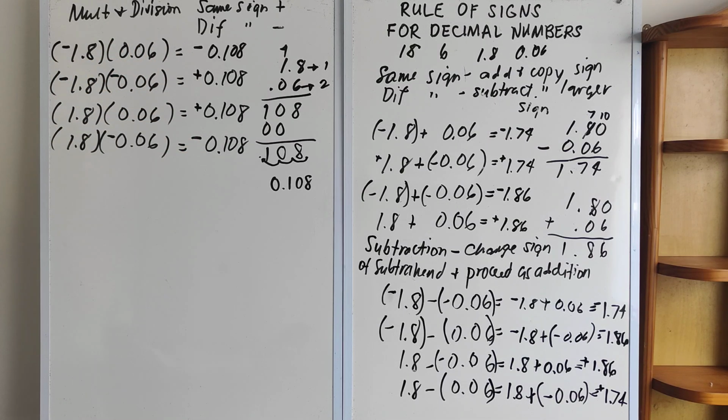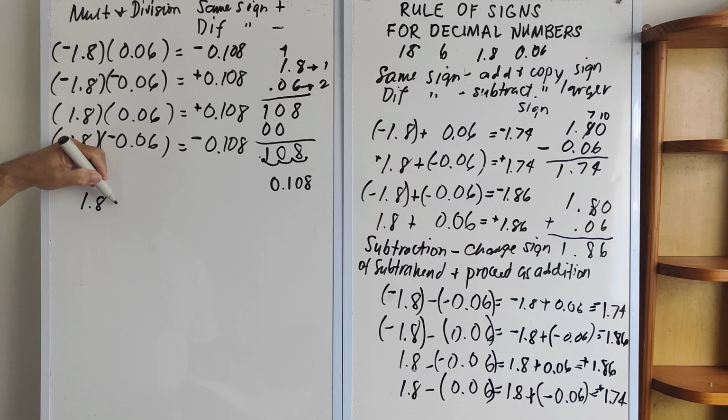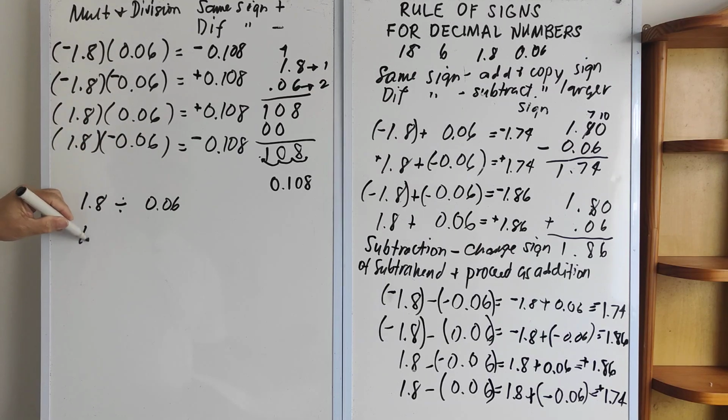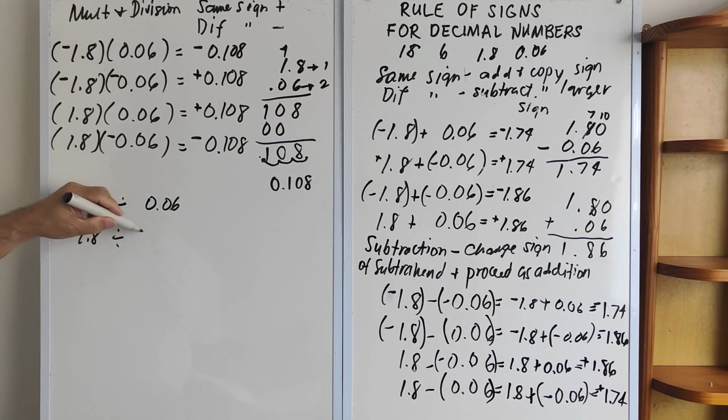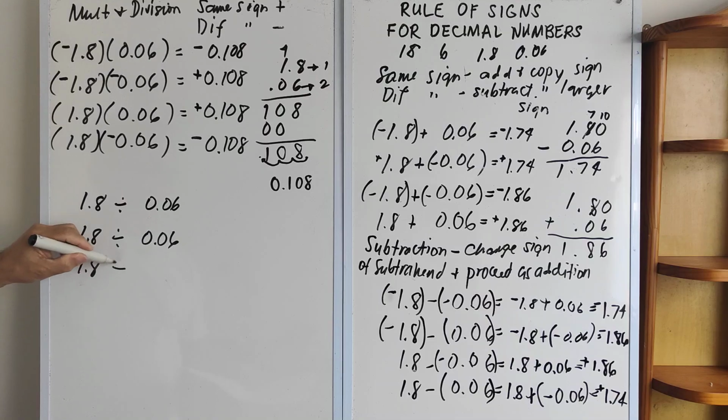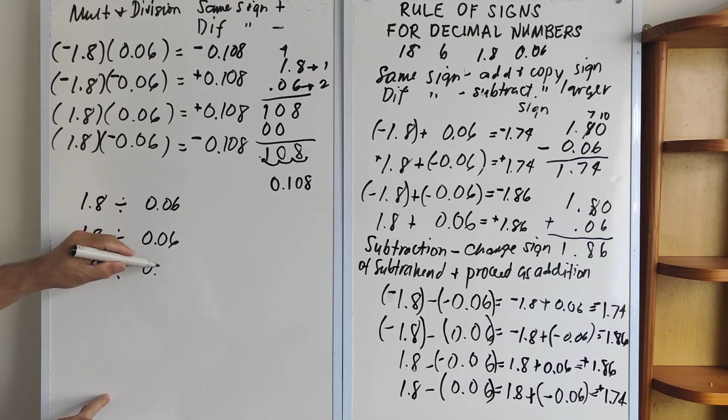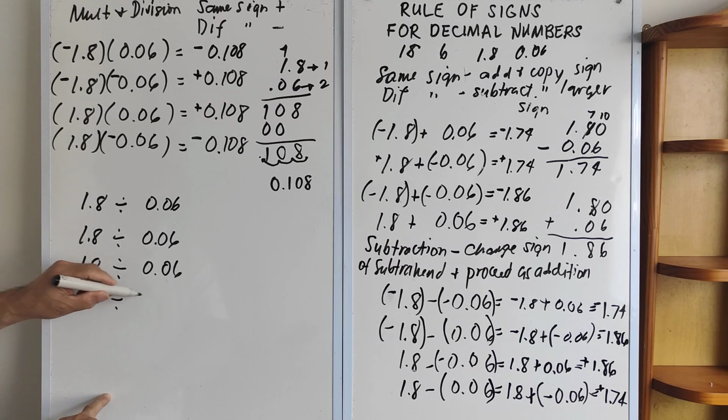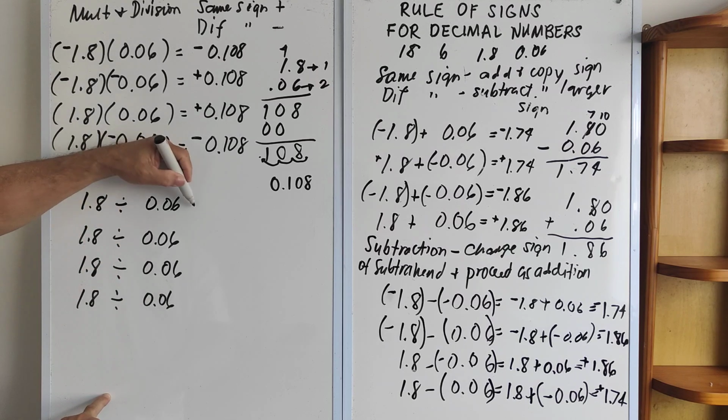So the last one is 1.8 divided by 0.06, 1.8 divided by 0.06, 1.8 divided by 0.06, 1.8 divided by 0.06.